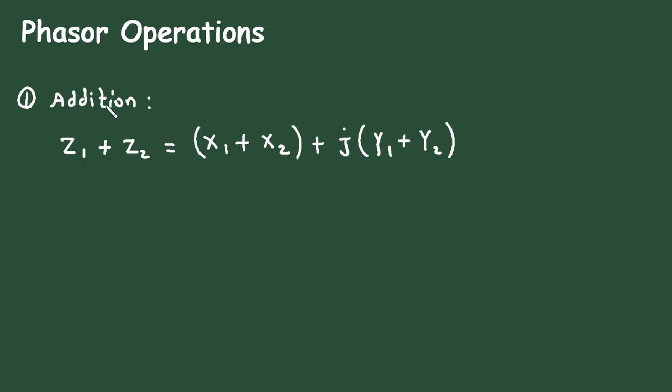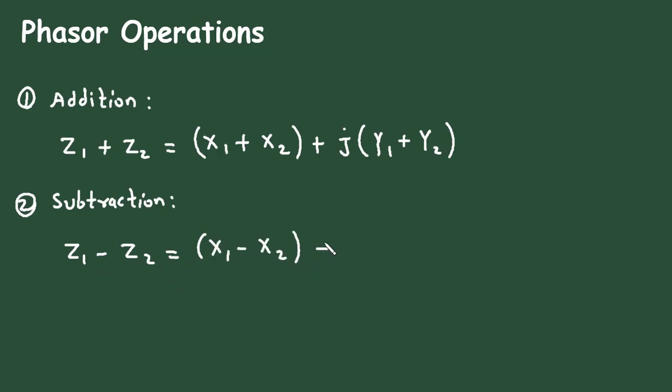Also remember that addition and subtraction are better performed in rectangular form. So this is the rectangular form. Now similarly for subtraction, if we want to subtract Z1 minus Z2, then this will be X1 minus X2 plus j(Y1 minus Y2). First of all, we have to subtract the real part, and after that we have to subtract the imaginary part. And again remember that subtraction is better performed in rectangular form. So for both addition and subtraction, we need phasors in rectangular form.